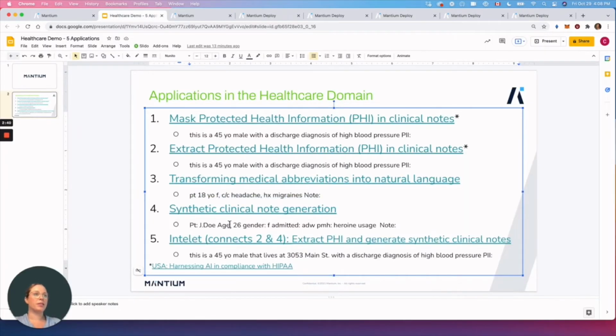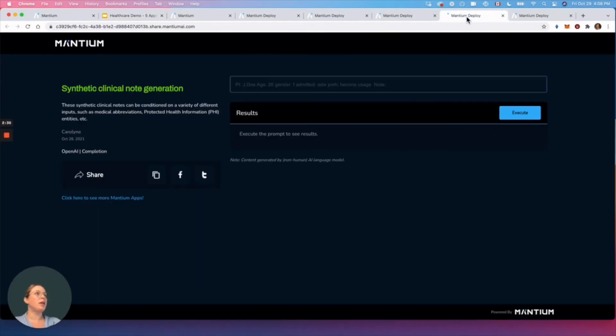And now let's look at our fourth application, which is synthetically creating clinical notes, so synthetic clinical note generation. And this one, we've tweaked the parameters of this model to allow it to take a bit more of a creative approach to this synthetic note generation. And we've also allowed it to output a lot more text, so we've increased the max tokens parameter.